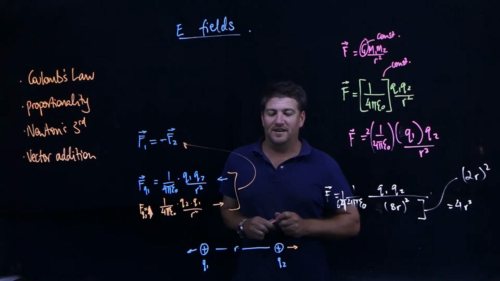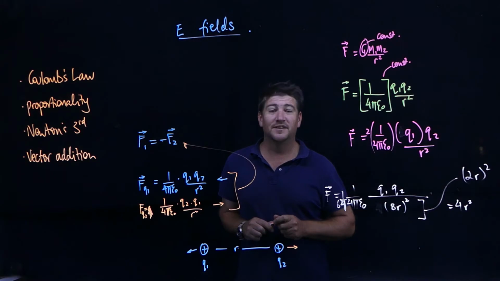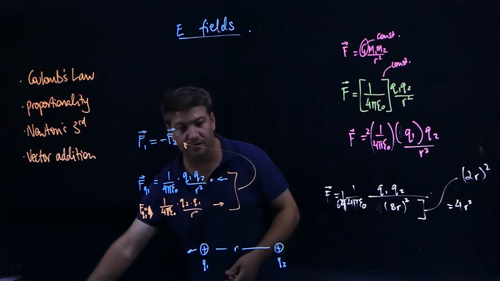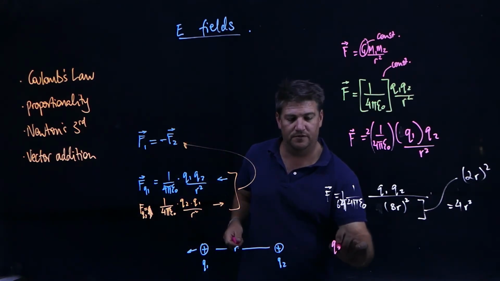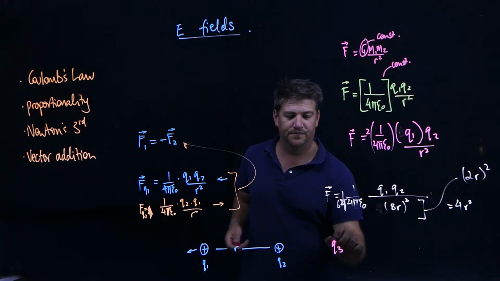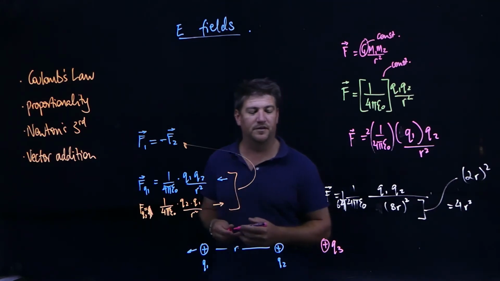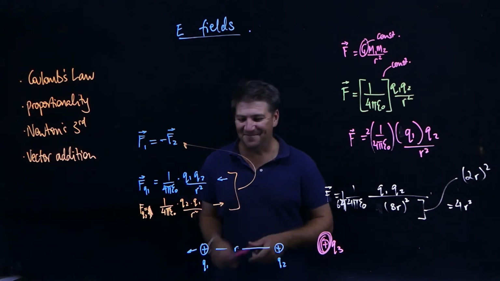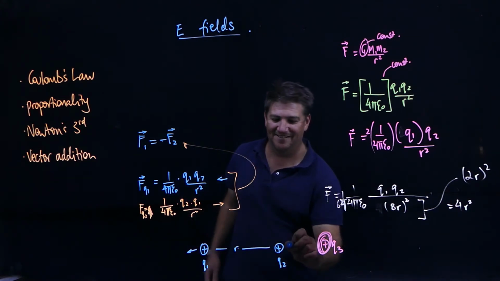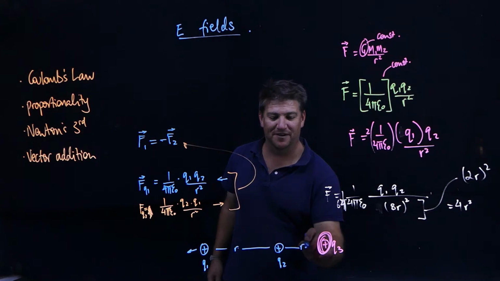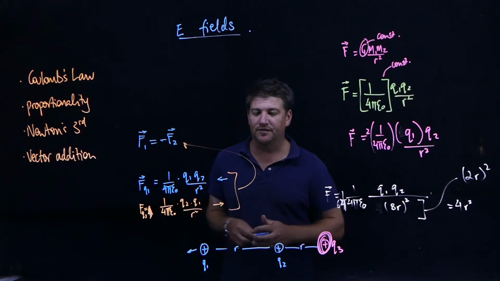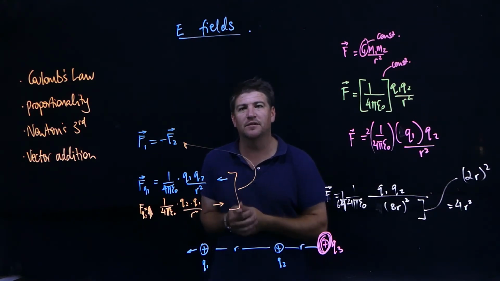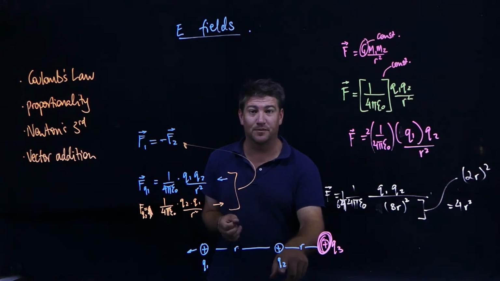Now what we're going to do is add in a third charge, just for the hell of it. We now have Q3, which is also a positive charge, but Q3, as you can see, is a bigger one. It's a bigger charge, and the distance between them is also r, just because. So if we have three different charges, we can look at the different forces acting on Q2.